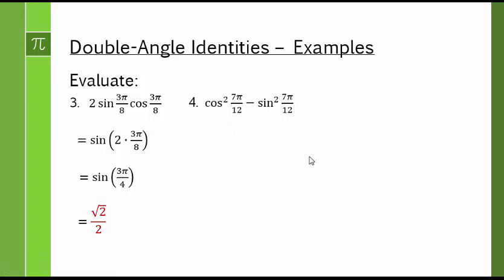The next one we're going to do is cosine squared of 7 pi over 12 minus sine squared of 7 pi over 12. This is a double angle identity for the cosine function. So we have cosine of 2 times 7 pi over 12, which simplifies to the cosine of 7 pi over 6. And we find that value on our unit circle, which is negative square root of 3 over 2.